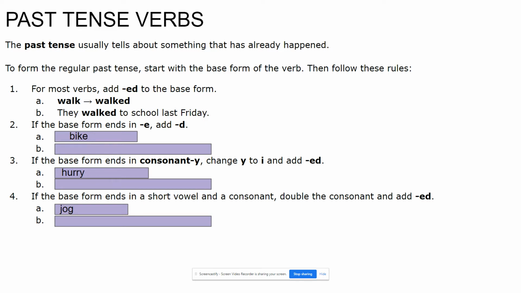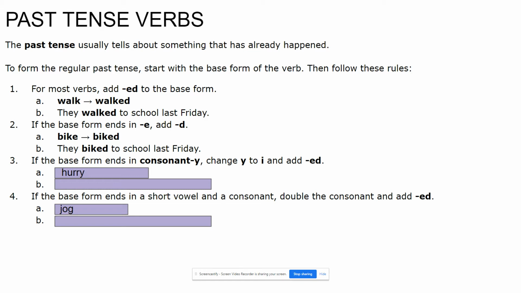Now for number two, this is showing an example of a base form of the verb that ends in e. So to change this to a past tense verb, you're just going to add d. So bike, you just add a d, becomes biked to school last Friday.